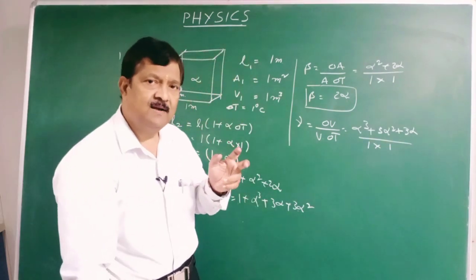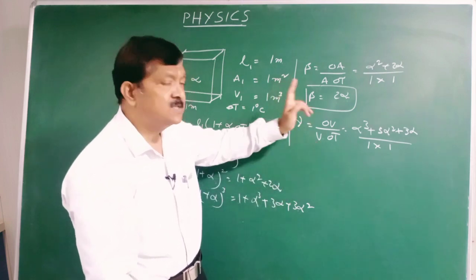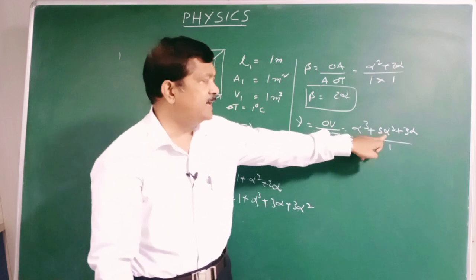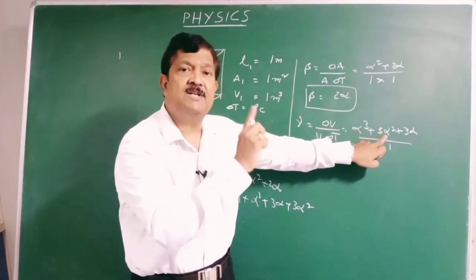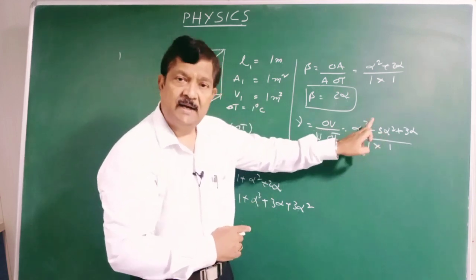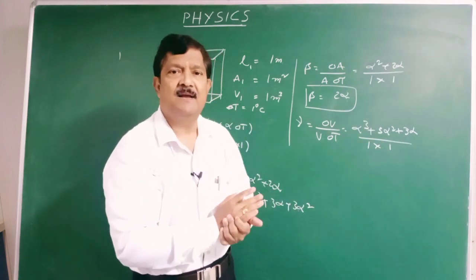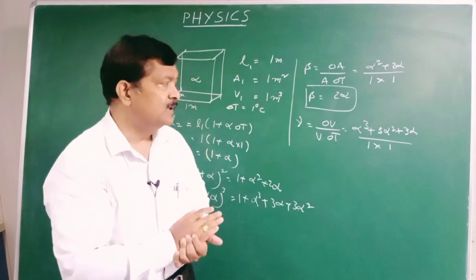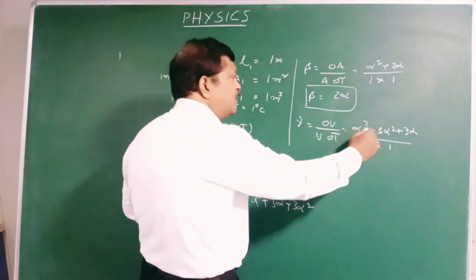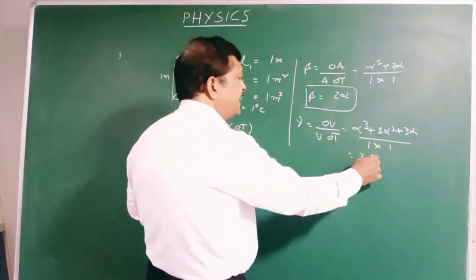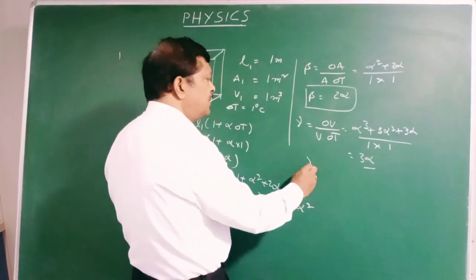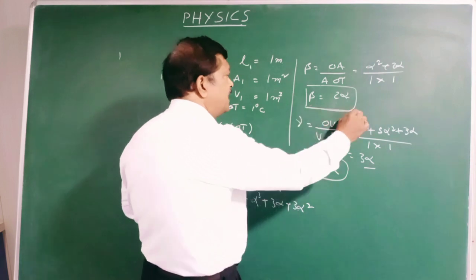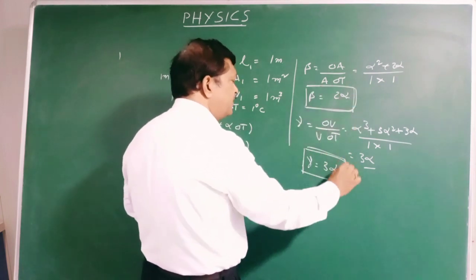Once again, let us consider the same argument. Because alpha is of the order of 10 power minus 6, the alpha square term is of the order of 10 power minus 12, and the alpha cube term is of the order of 10 power minus 18. All these are negligible terms; numerically, they don't have any value. So when the alpha square and alpha cube terms are neglected, what you get finally is 3 alpha. So gamma equals 3 alpha. We got beta equal to 2 alpha and gamma equal to 3 alpha.